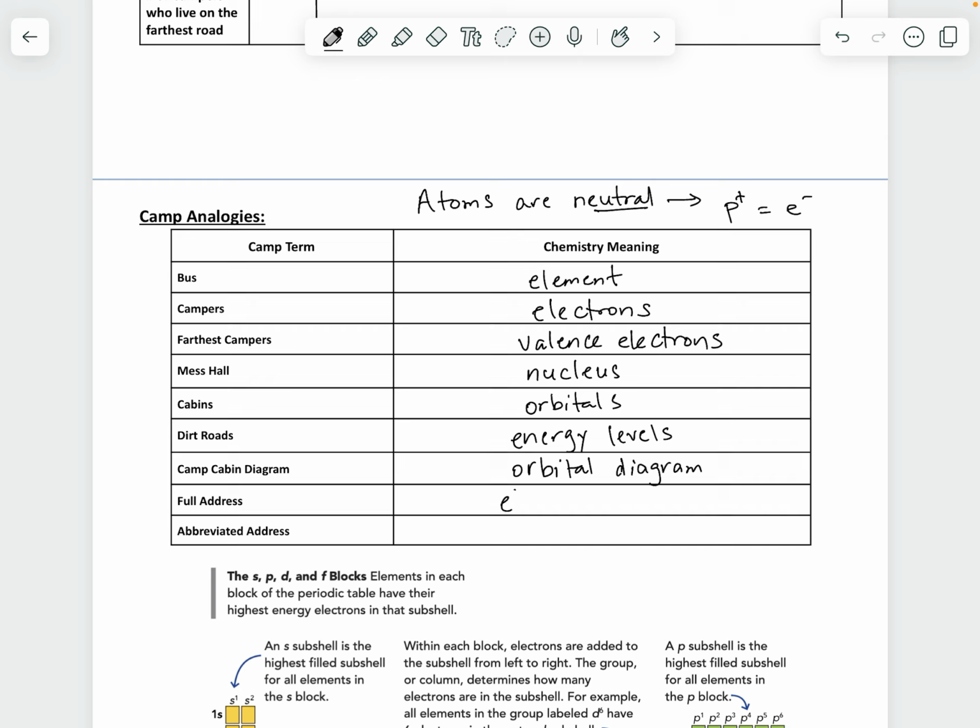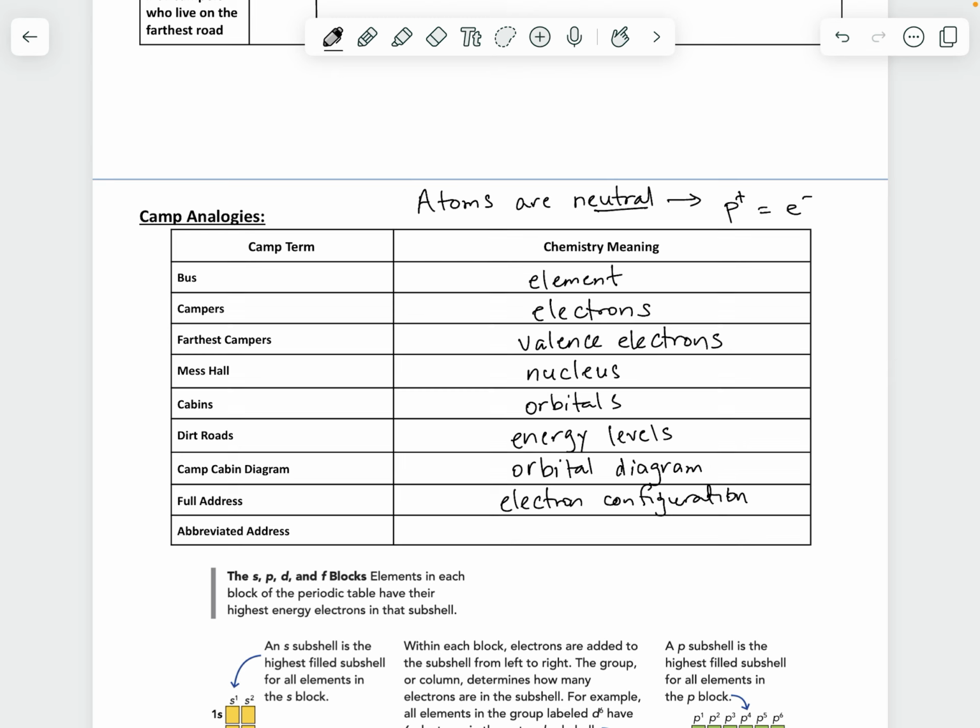The full address is what we call the electron configuration. And the electron configuration is just our best idea of where these electrons are residing in an atom, because we truly don't know. But with these models, we're able to at least predict that this is where they should be, and these are the orbitals that they should be occupying, orbitals and subshells.